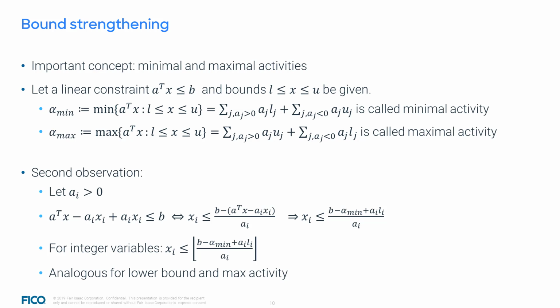Now, we bring everything to the right-hand side. This gives an upper bound on xi in terms of the coefficients of the constraint, the right-hand side and the other variables. At this point, we estimate the two values, a transpose x and ai xi, from below, by using the minimum activity and the lower bound of xi, respectively. In this way, we have obtained a new upper bound on xi. Moreover, for integer variables, this bound can, of course, be rounded down. This whole procedure is called bound strengthening. To obtain a lower bound by bound strengthening, we use the maximum activity and apply a similar argument.